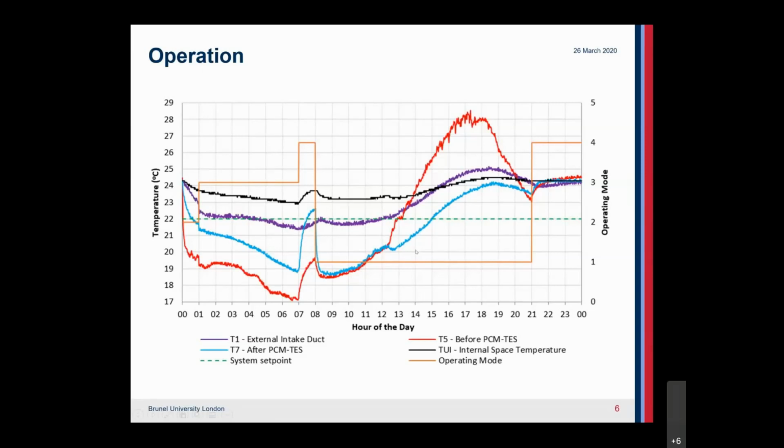The difference between T5 and T7 from 12 until the end of the day, 21:00, confirms that the PCM is absorbing heat and is delivering cool air into the room, although completely melting must have happened at the end of the day. And finally, the system switches off from about 9 until midnight, and the temperatures here seem to converge to the same value. The system remains switched off until midnight, where the whole process starts again.